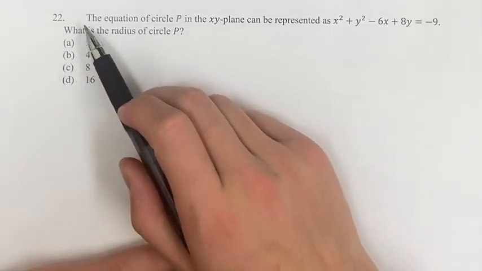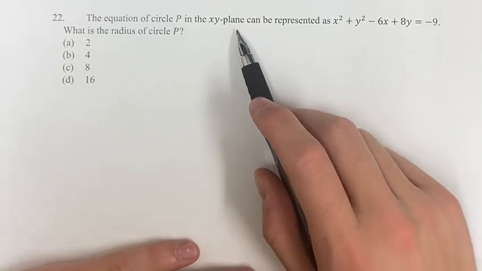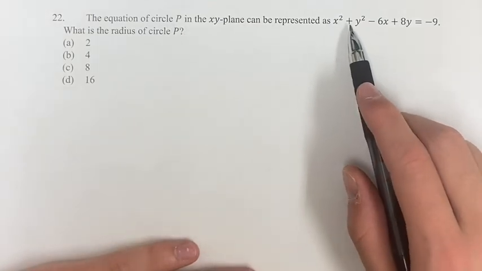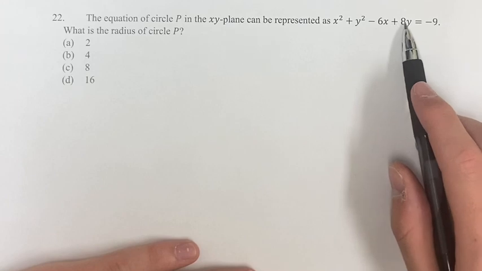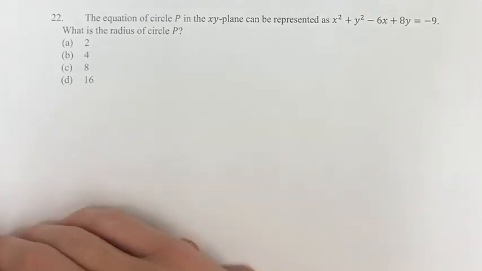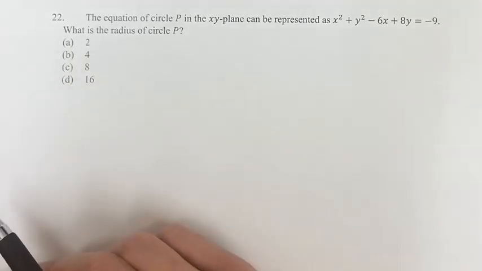In this problem, we're told the equation of circle P in the xy plane can be represented as x squared plus y squared minus 6x plus 8y is equal to negative 9. We're asked what is the radius of circle P.